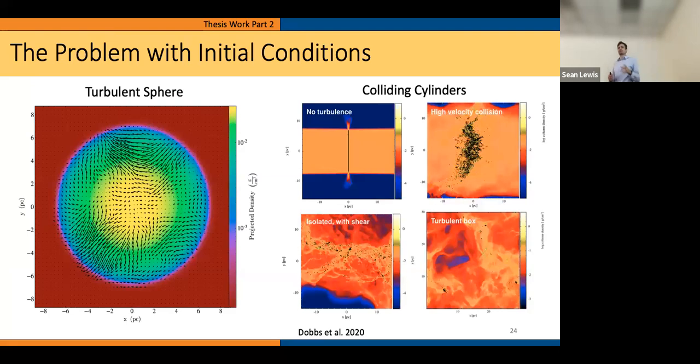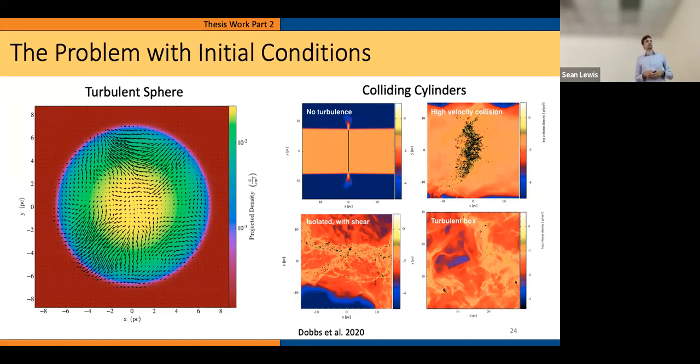So to introduce this, I want to talk about another set of problems with numerical models, specifically to do with the initial conditions that are used. For the simulations that we just looked at on the left, we started with perfectly spherical turbulent spheres of gas, showing the velocity dispersion here. So the gas has some movement, but ultimately it is a perfectly spherical cloud.